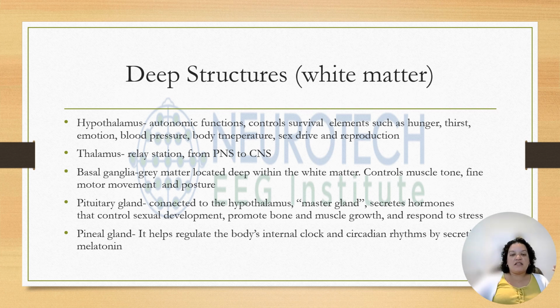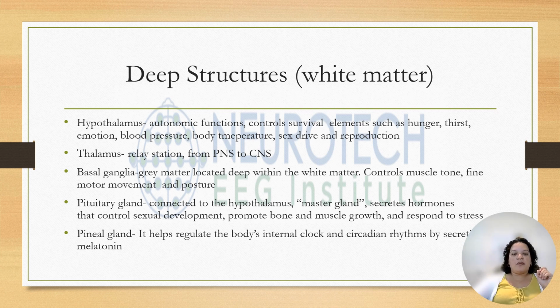And then we have the basal ganglia, and this basal ganglia is gray matter, but it's located deep within the white matter, and it controls muscle tone, fine motor movement, and posture. So basal ganglia is going to be affected in diseases like Parkinson's. And when you hear the word ganglia, it's just a group of nuclei. So there are like 3 different nuclei together in the basal ganglia.